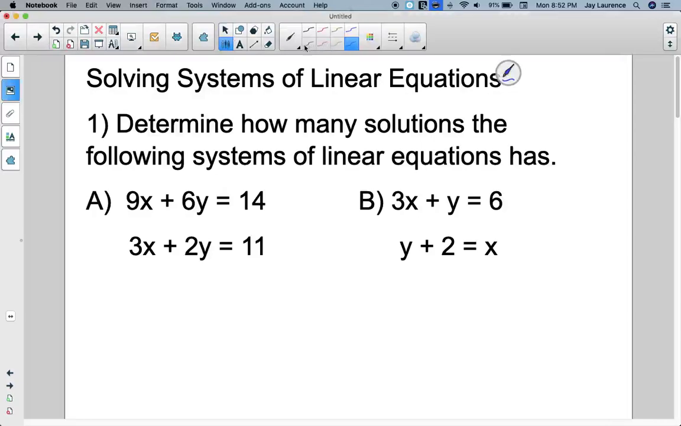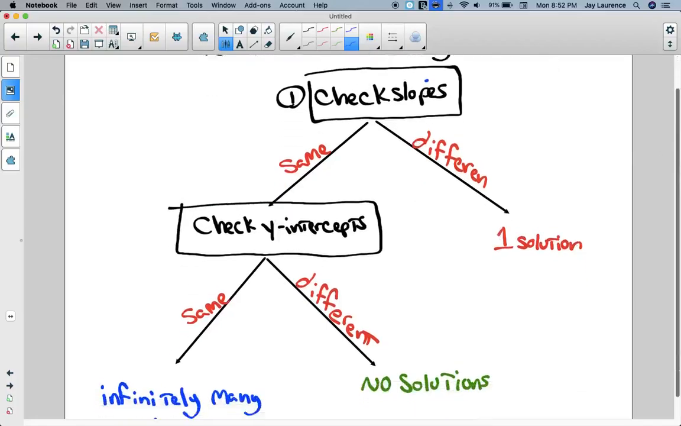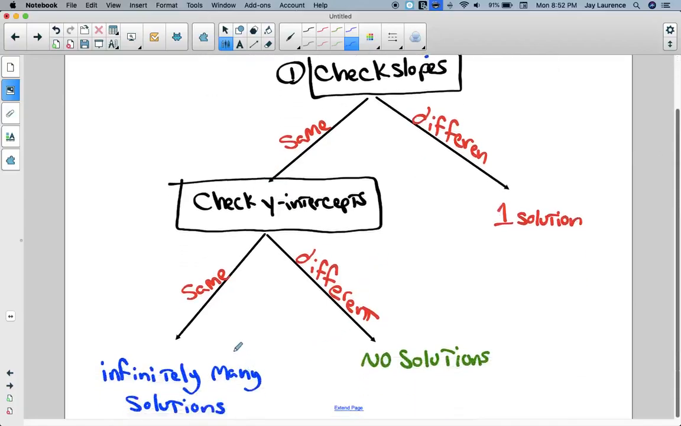All right, so I don't know if you remember this, but I made a flowchart to know how many solutions there are. Well, the first thing we need to do is check the slopes. If the slopes are different, I automatically know there's one solution. If the slopes are the same, I'm going to check the y-intercepts. If the y-intercepts are the same, I know there's infinitely many solutions because I actually have the same line in two different equations. They're not really different equations, they just look different. If the y-intercepts are different, the slopes are the same, but the y-intercepts are different, then there is no solution because that means the lines are parallel.